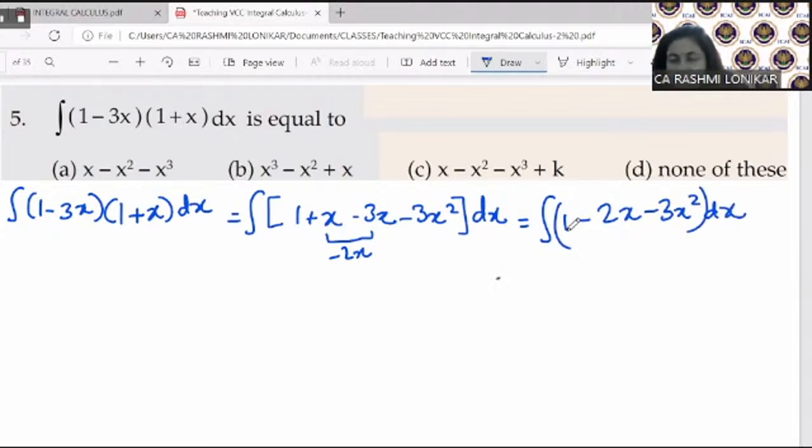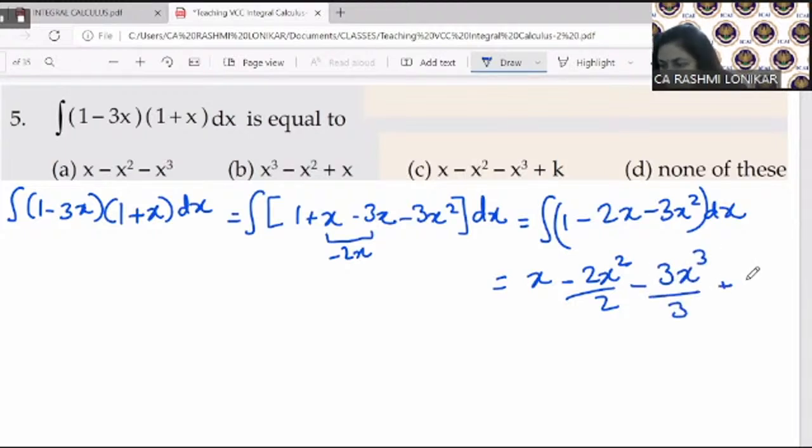Which is equal to, what is the integration of 1? It will be x. What is the integration of minus 2x? It will be minus 2x square upon 2. What will be the integration of minus 3x square? It will be minus 3x cube upon 3 plus k. So this 2 will cancel with this 2, this 3 will cancel with this 3. You will get x minus x square minus x cube plus k.